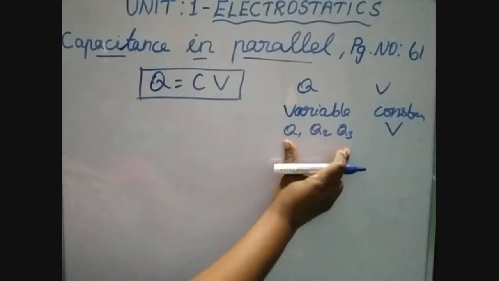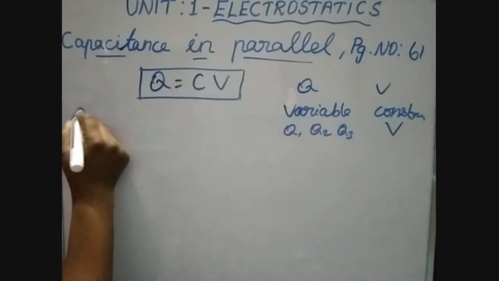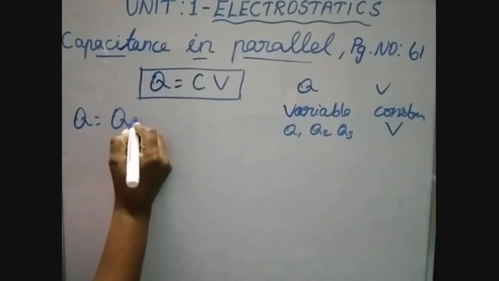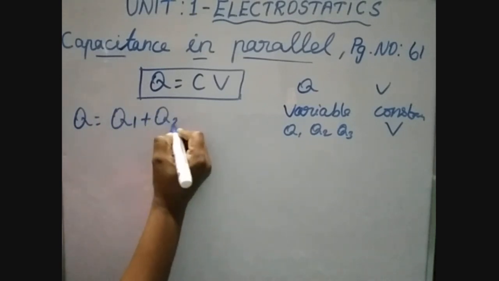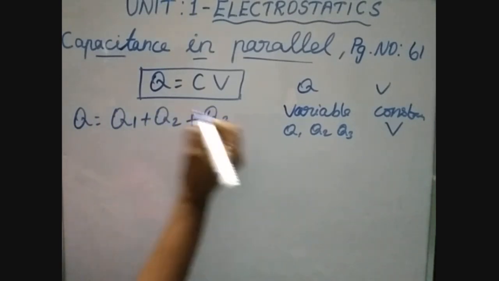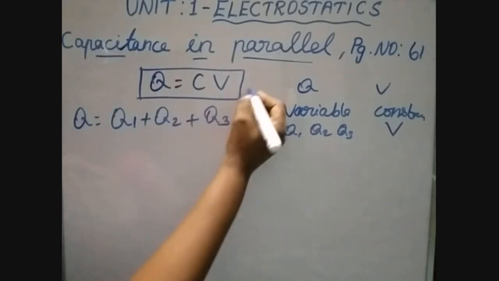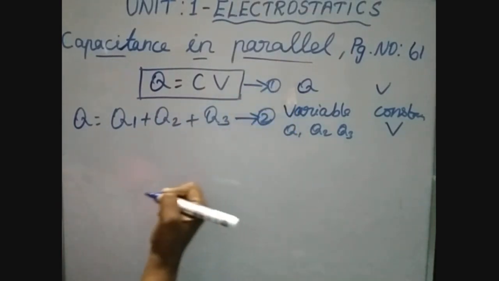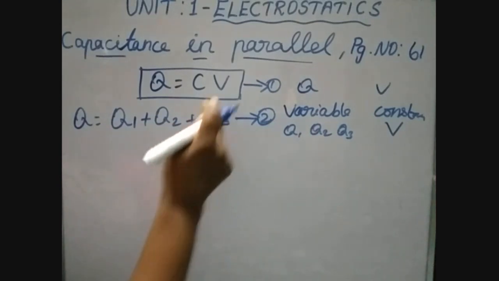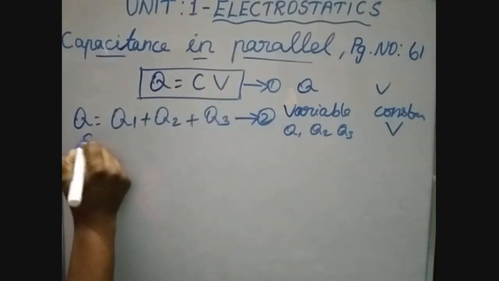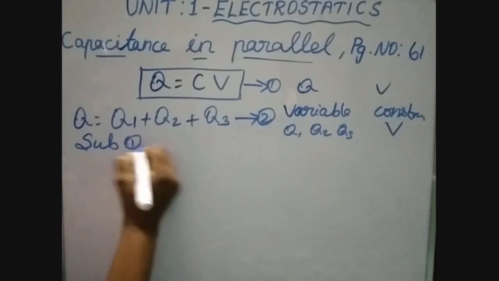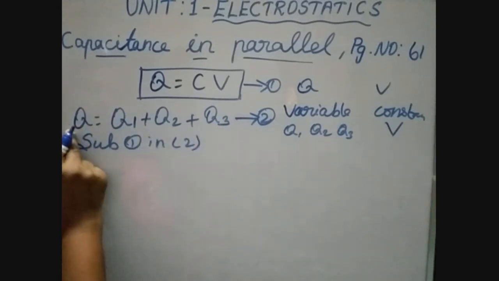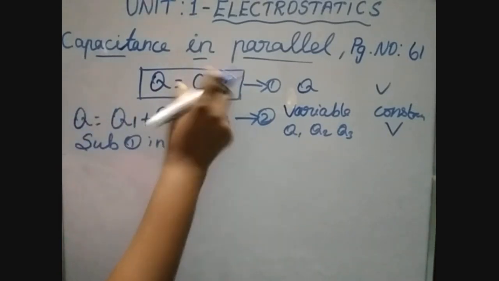Now take the variable term, that is Q. Q is equal to Q1 plus Q2 plus Q3. This is equation number 1. Say this is equation number 2, Q equal to CV. Substitute equation 1 in 2. Instead of Q, substitute the value CV.